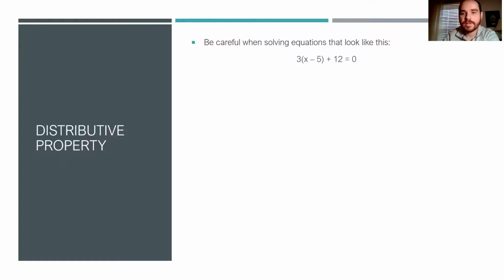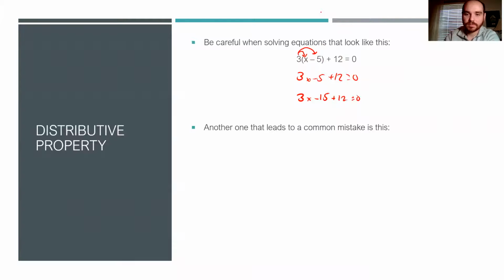One of the things to be careful about when doing linear equations, a mistake that students make all the time, is when you get something like 3 times x minus 5 plus 12, you have to make sure to use the distributive property. The 3 goes to the x and it goes to the minus 5. It goes to both. So when you write this out, it's not 3x minus 5 plus 12. It's 3x minus 15 plus 12 equals 0, just because of the distributive property. Then when you solve this out, we'd have 3x minus 3 equals 0. So x equals 1.